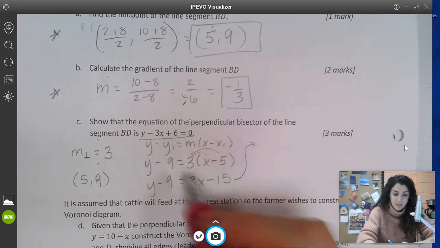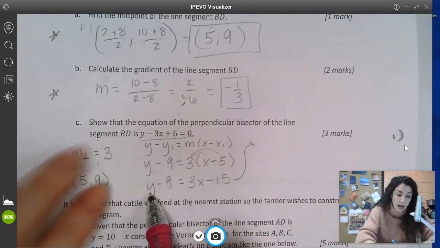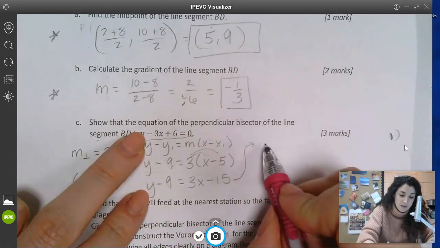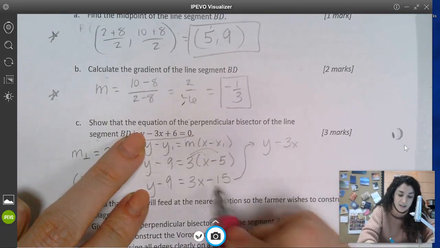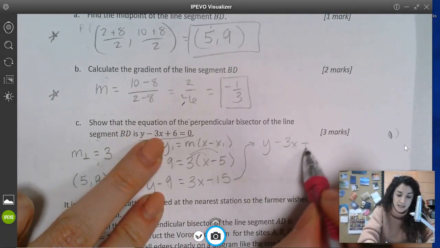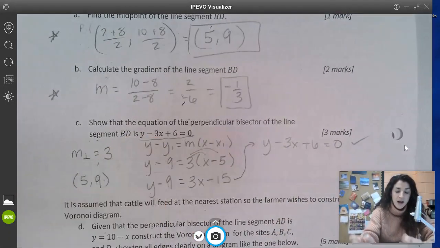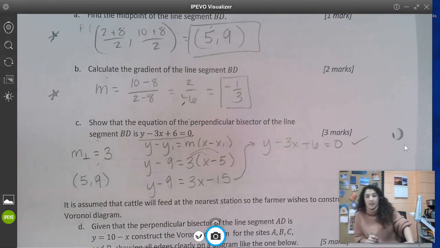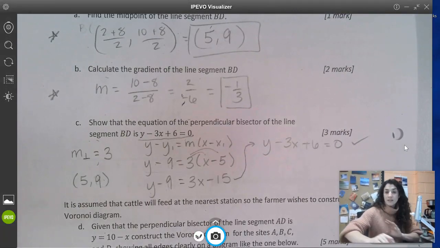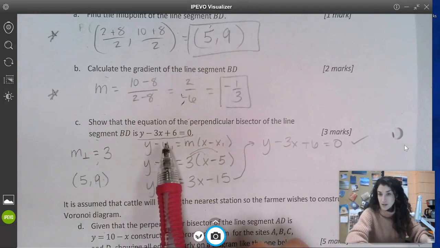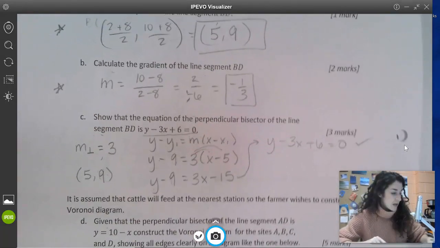Now I know that I've got y, but I need my 3x to be on the other side, which I know I can just subtract 3x and then add 15 to both sides. I get 6 equals 0. Haha. I did it. I showed that that was the value. Notice I never once wrote down the actual answer until the very, very end.